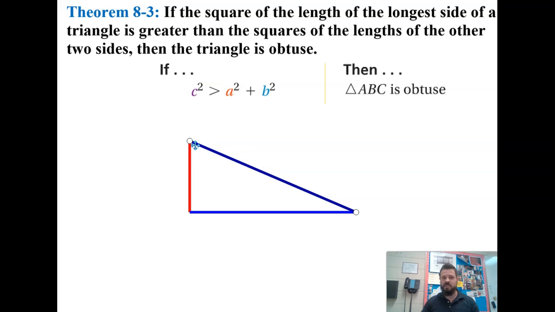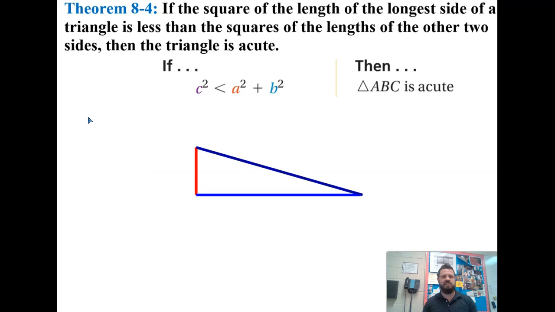Now let's see what happens if I make my c a little bit bigger, so that c squared is greater than a squared plus b squared. Okay, what's going to have to happen to this right angle then, it's going to have to open up. It's going to have to turn into an obtuse angle to make that triangle work. So if c squared is greater than a squared plus b squared, our biggest angle is going to be greater than a right angle, making it an obtuse triangle.